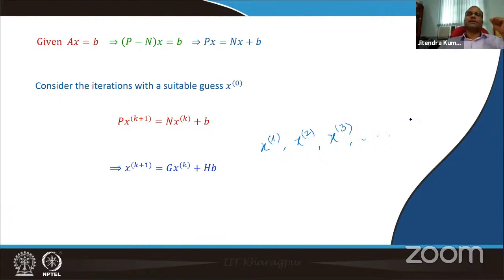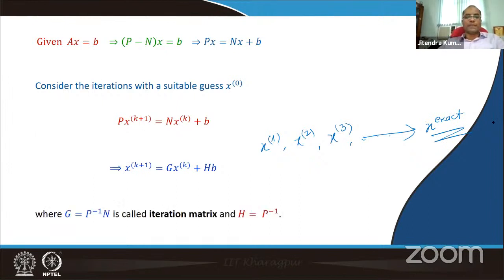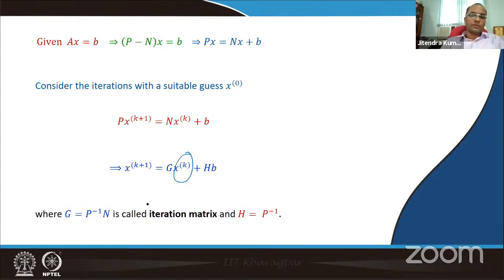What we are looking for is whether this sequence is getting to something, the exact x. This is the important point of the analysis here. This matrix, which sits with x, is very, very important in all the techniques we'll discuss. It is called the iteration matrix, because the property of this iteration matrix will decide whether the sequence will converge to the exact solution or not.